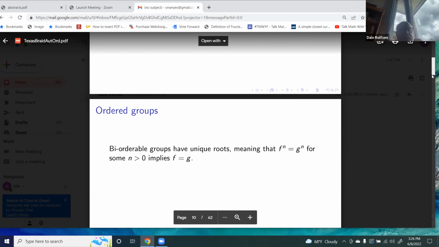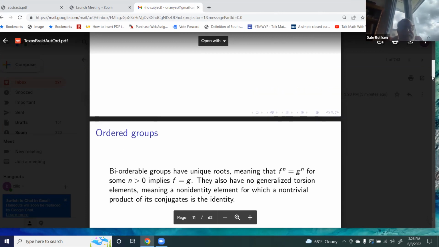A bi-ordered group has unique roots, meaning if f and g have equal nth powers, then they must themselves be equal. That's a very strong property. And also there's no generalized torsion. A generalized torsion element is an element so that some non-trivial product of its conjugates is the identity.